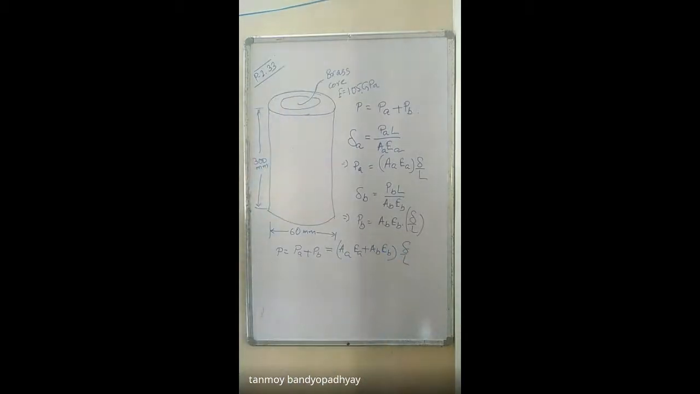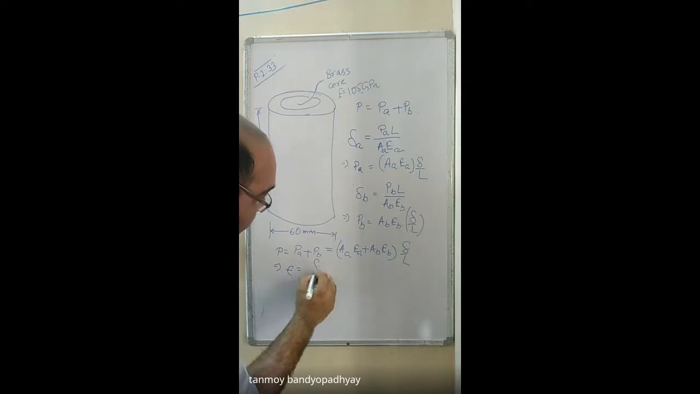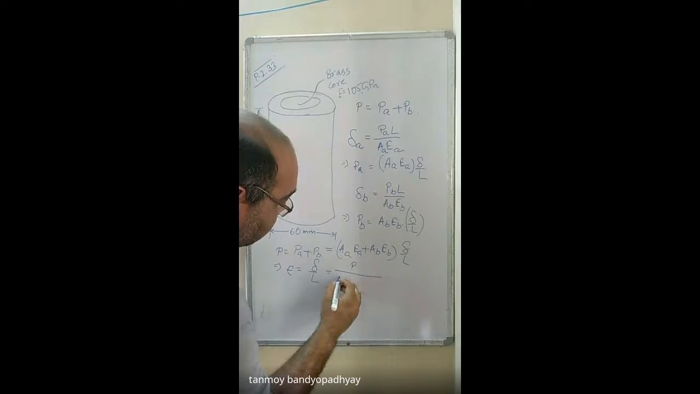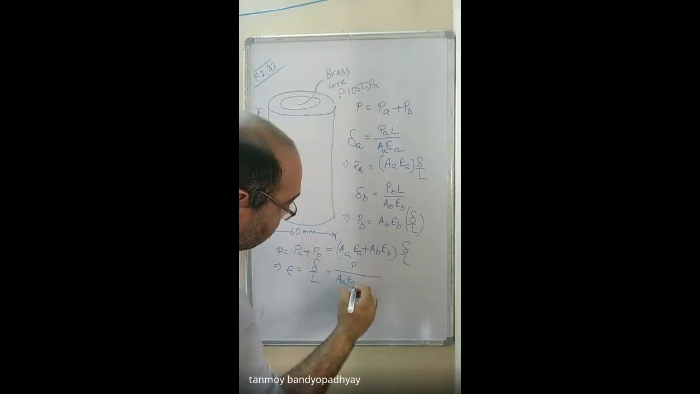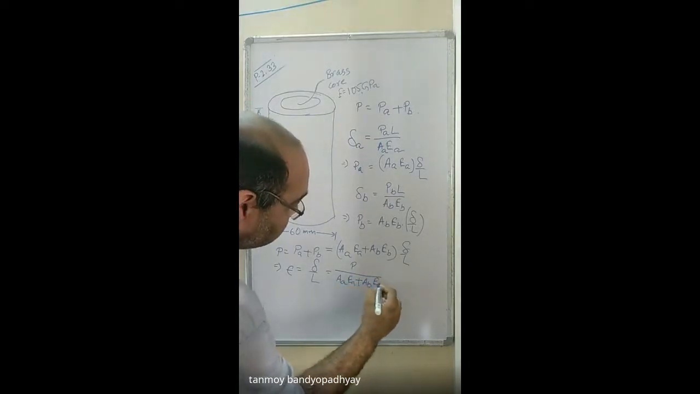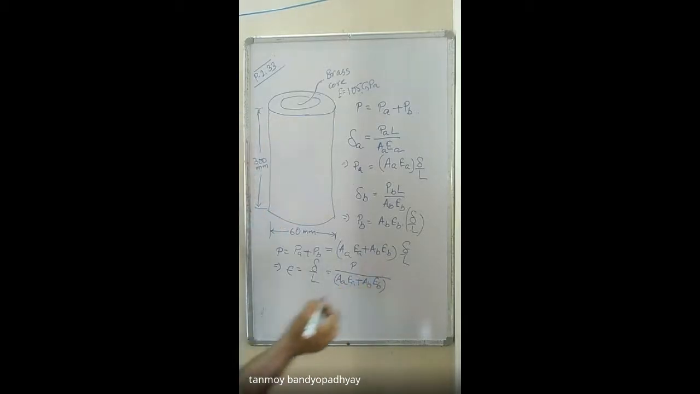So what is this delta by L? Delta by L is the deflection per unit length. So delta by L is the strain. So strain will be equal to axial strain, so that is equal to P divided by AAEA plus ABEB. So I hope you can understand the strain. So this is a transverse strain.